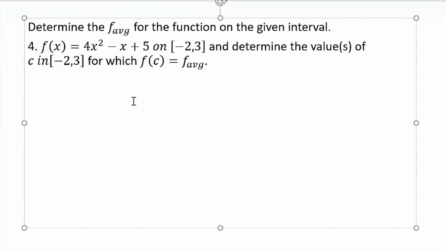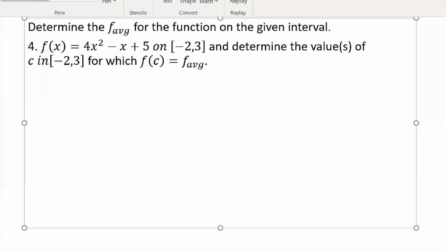To solve number 4, this is quite different from 1, 2, and 3 because there is additional information. It says to determine the value or values of c in the interval -2, 3 for which f of c is equal to the average function value. To solve this, you have the option of solving f of c first or the average function value first. But for me, I'm going to start first with the average function value.